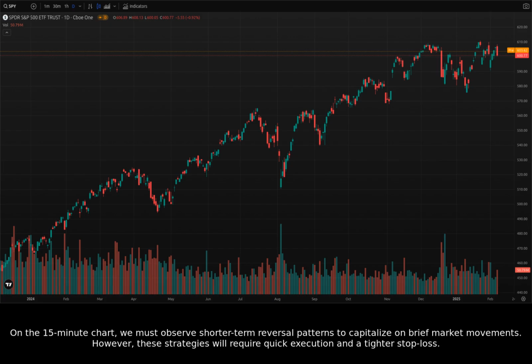On the 15-minute chart, we must observe shorter-term reversal patterns to capitalize on brief market movements. However, these strategies will require quick execution and a tighter stop-loss.